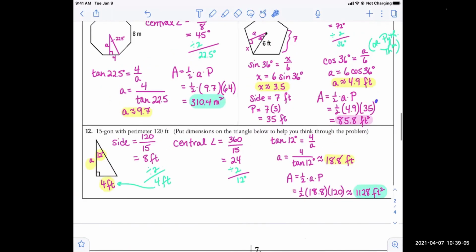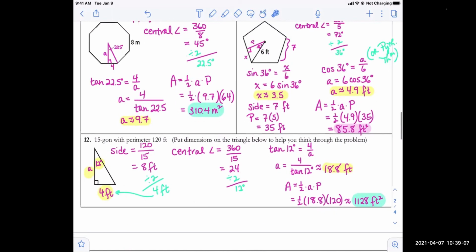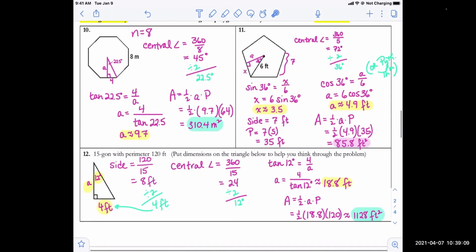Okay, and then for our 15-gon, I drew the little apothem triangle to help you think through it and to show me what you're using. If I don't draw that triangle for you, I would still recommend you do that because that'll help you keep track of what you're finding and what you're given as you work through the problem. Common mistakes are forgetting to divide by 2 and multiply by 2 on things with perimeter and whatever.